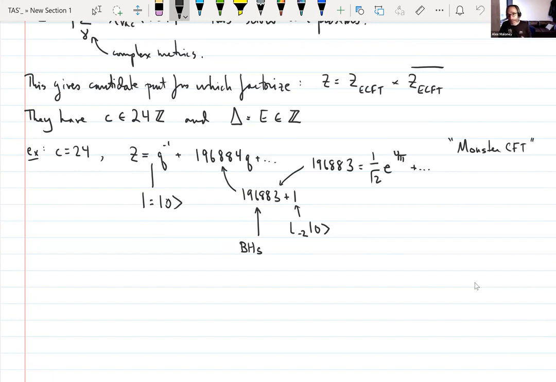People spend a great deal of time, however, looking for other CFTs with larger values of the central charge. Nobody has found them yet. That does not mean that they do not exist.